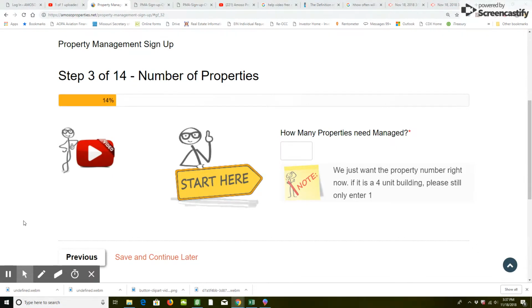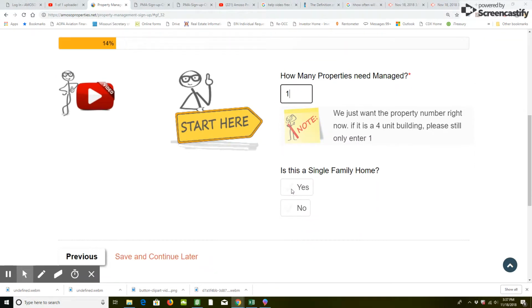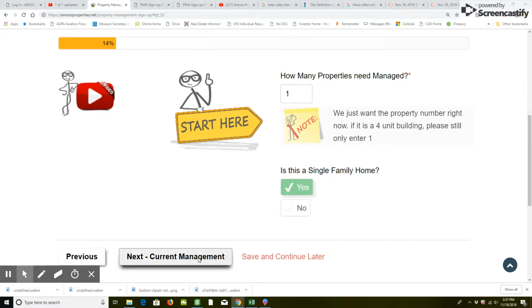Okay, now that you've seen the disclosure form, we can really get down to business and start talking about your properties. On this form, all you're going to do is tell us how many properties you want us to manage. Up here in the very first box, if you just have one, you'll put in one, and then you'll tell us whether it's a single family home. If you say yes, you're ready to move to the next form.